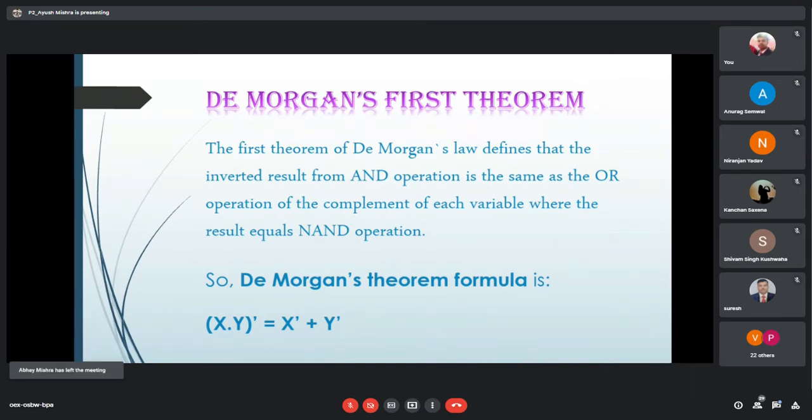De Morgan's theorem, the equation of it is as easy as ABC. All you have to understand is the basic phrase that says: break the line, change the sign.